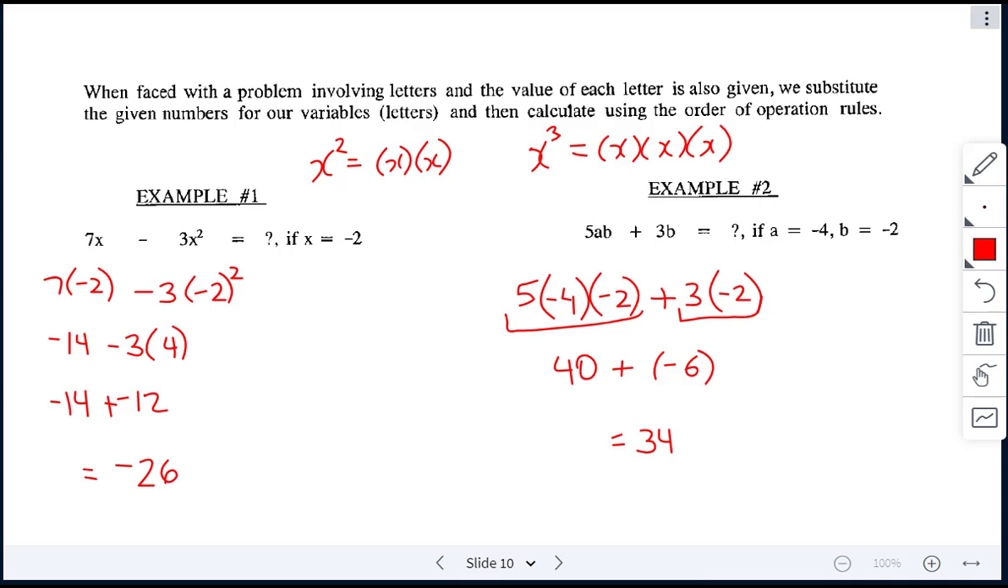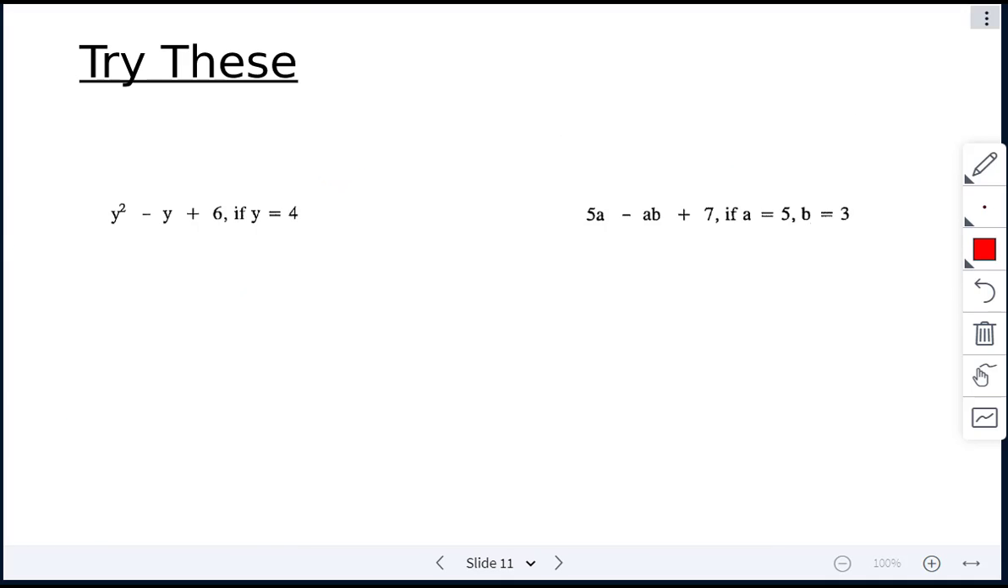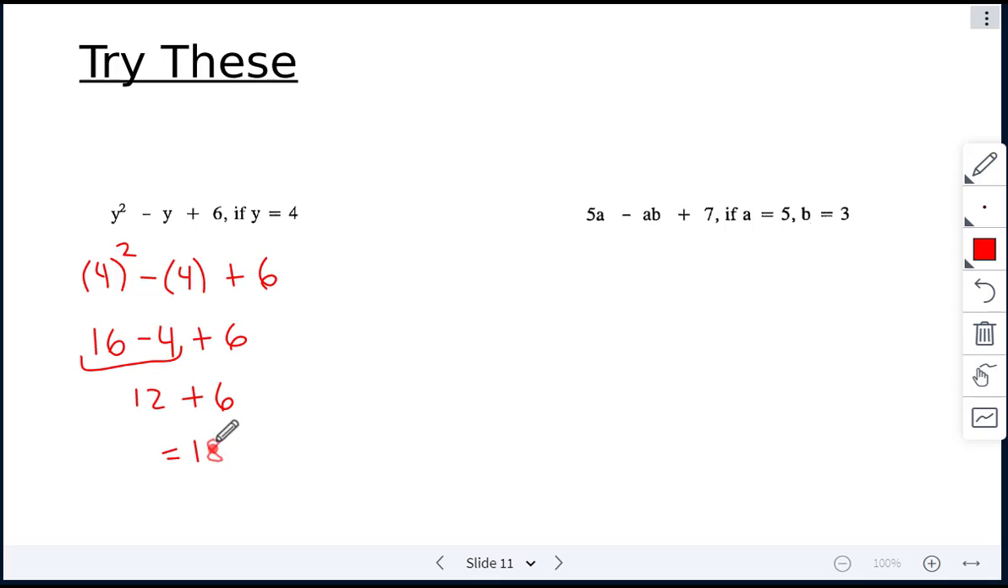All right, so let's try our first one here. We have y squared minus y plus 6, only one variable, where y is 4. So I'm going to substitute that in here. So we get 4 squared minus 4 plus 6. All right, so exponents we're going to work on first. 4 squared, that is 4 times 4, that is 16. So 16 minus 4 plus 6 is what we have next. All right, so 16 minus 4 gives me 12, plus 6, which gives me 18.